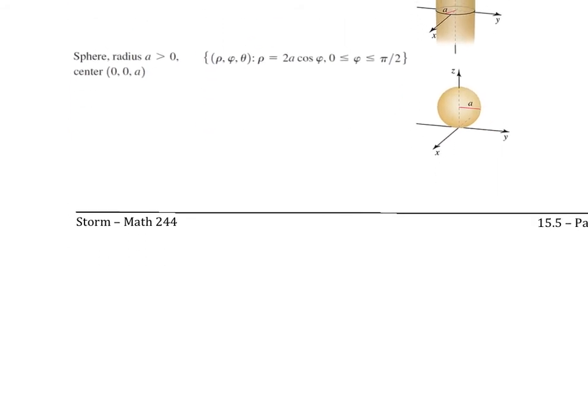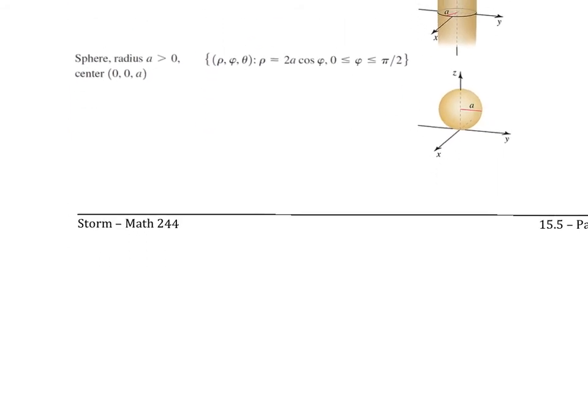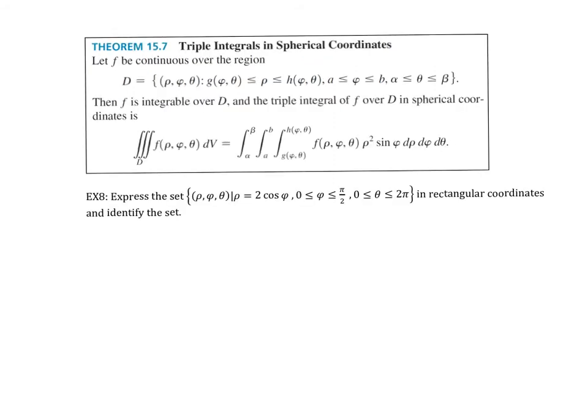And then another thing that might come up is a sphere with a center on the z-axis. In that case, it is shifted. Again, a little bit difficult. It's going to be rho equals 2a cosine phi, and we're only looking at phi values from 0 to pi over 2. Nothing that you would have to memorize. So let's go ahead and look at the integrals in spherical coordinates.